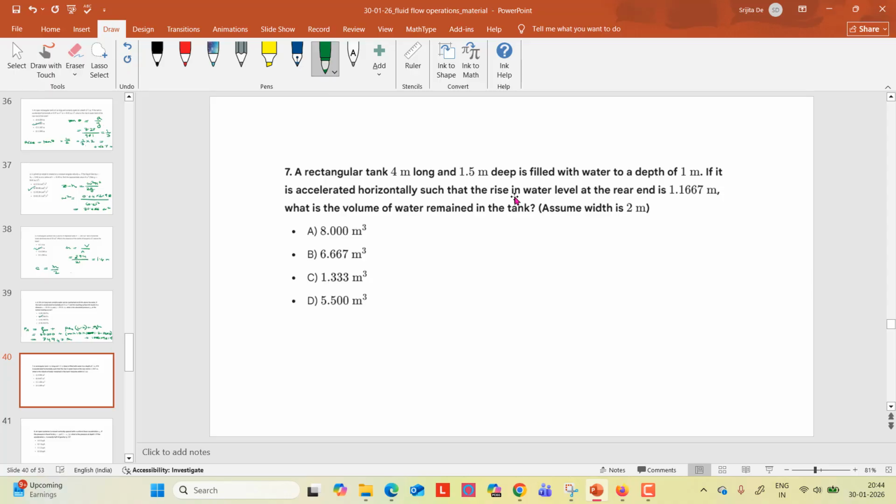Next, a rectangular tank 4 meter long and 1.5 meter deep is filled with water to a depth of 1 meter. If it is accelerated horizontally such that the rise in water level at the rear end is 1.1667 meter, what is the volume of the water remained in the tank? Assume width is 2 meter.